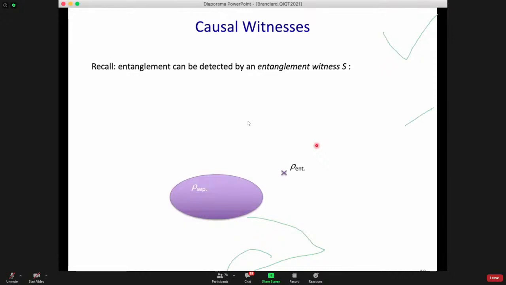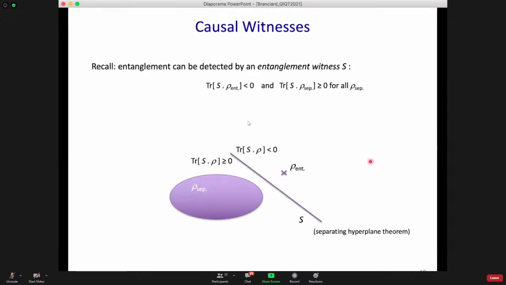A standard way to detect entanglement is via entanglement witnesses. The basic idea is quite simple. Here I depicted the set of separable states, and this is a very nice convex and closed set. Now assume that you have some entangled state that is outside of this set by definition. There is a useful theorem that tells you that since this set is convex and closed, if you're outside, then there's a way to draw a line between this entangled state and the whole set of separable states. This is called the separating hyperplane theorem. It's actually a hyperplane that you can use to cut in half the whole plane. On one side you get the separable states, and on the other side you get the entangled states.